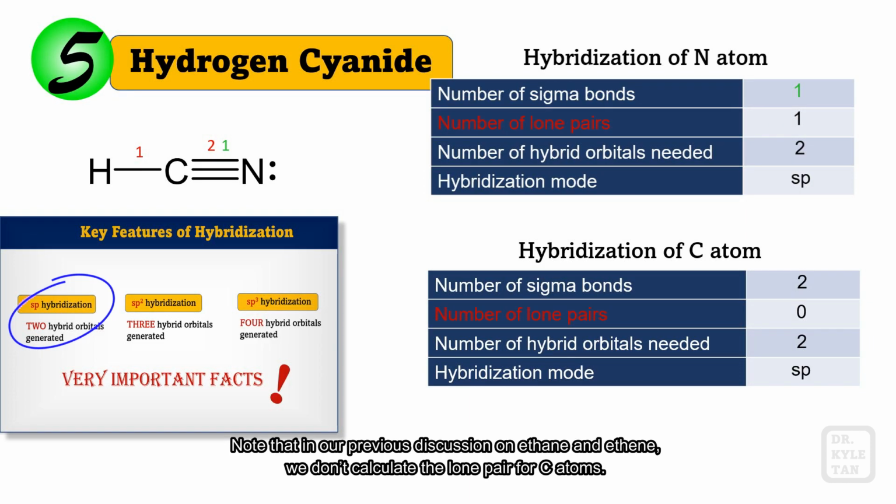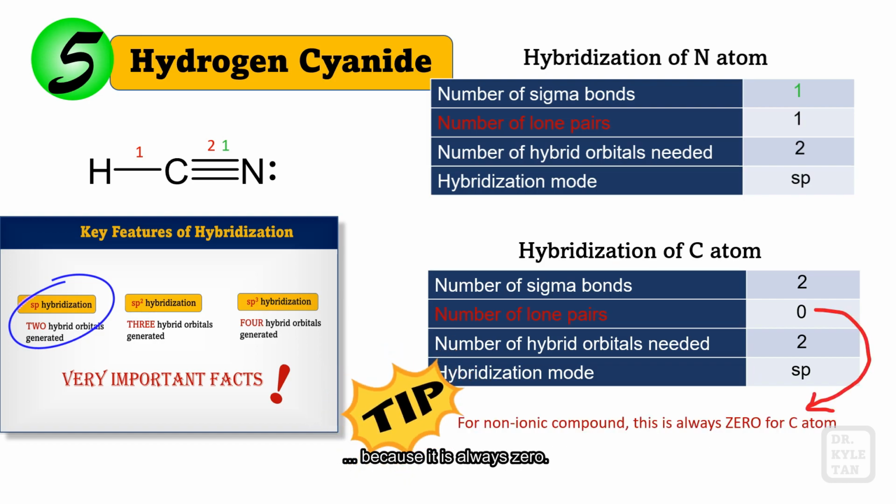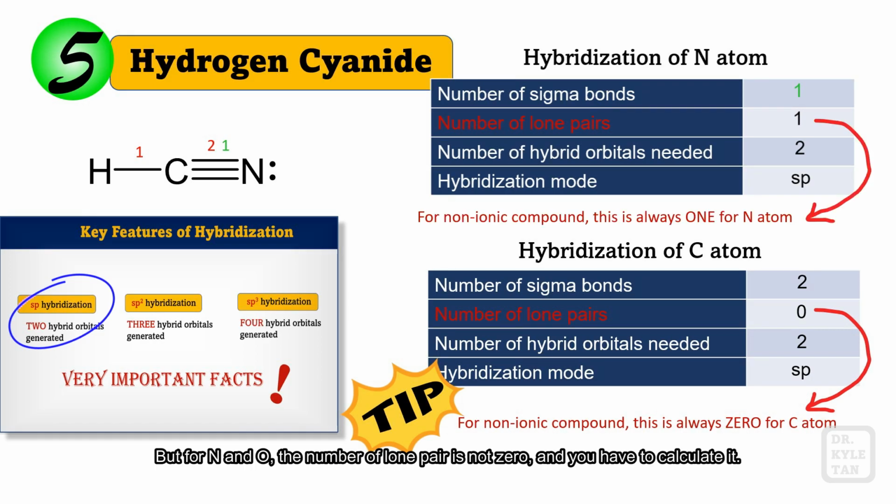Note that in our previous discussion on ethanol and ethane, we don't calculate the lone pair for C atoms. Here, we calculate the lone pair, but for C atom, it does not matter whether you calculate the lone pair or not because it is always 0. But for N and O, the number of lone pair is not 0 and you have to calculate it.